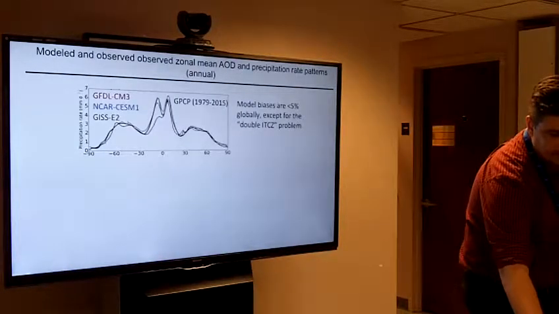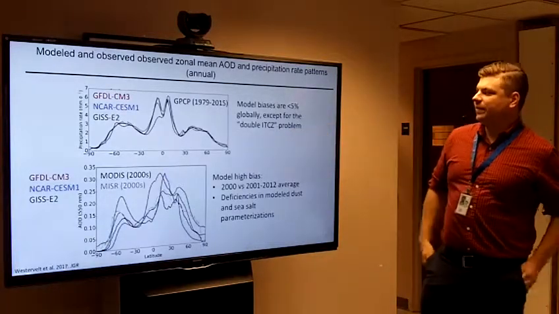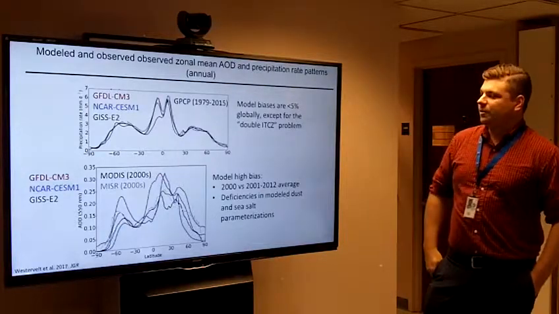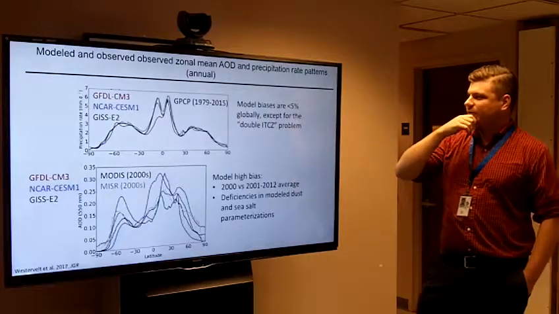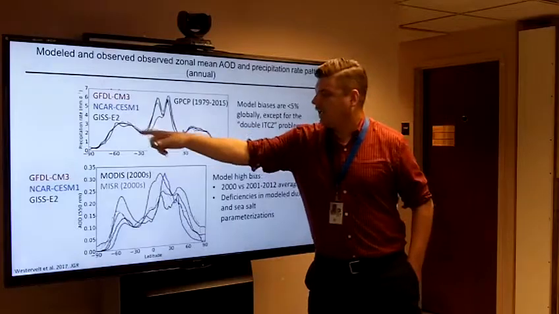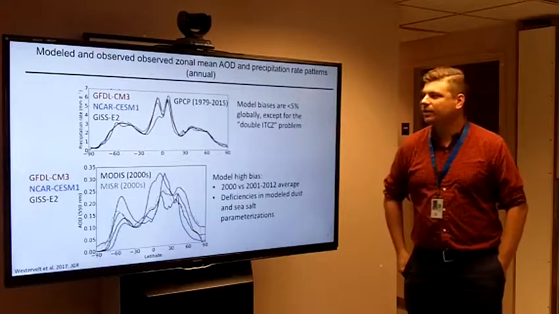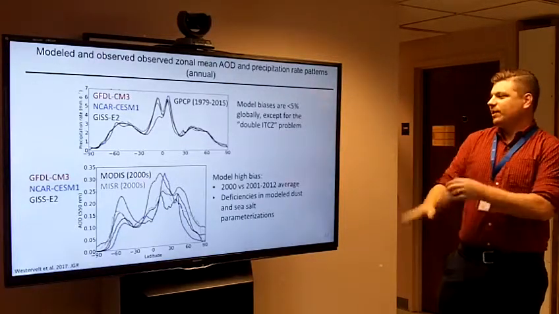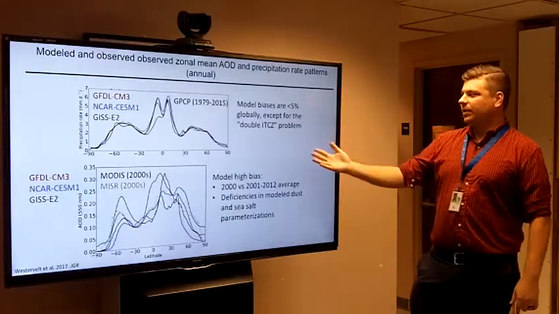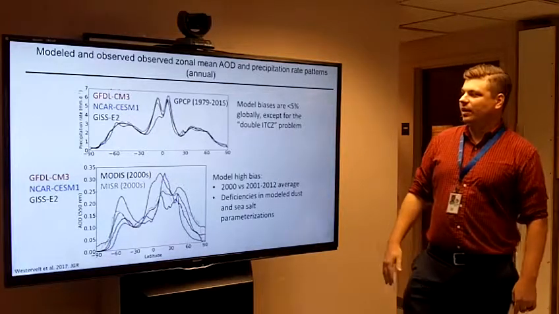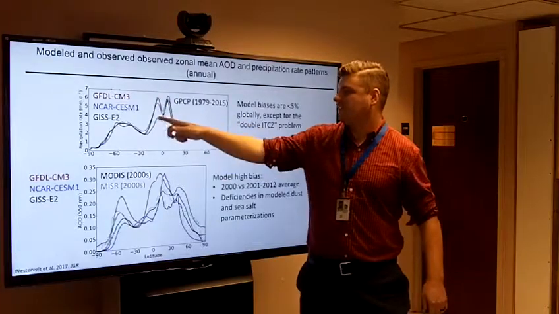Just a quick little bit of model evaluation, just because that's necessary. So I'm showing here on the top the precipitation rate, zonally plotted, so latitude on the x-axis, in the GPCP observational product in black, and the different models in the different colors there, GFDL red, NCAR blue, and GISS green. So you can see that except for the double ITCZ problem, which is well known for coupled climate models anyway, it does pretty well. Its model biases are less than 5%, with the big caveat being that there's this huge bias in the double ITCZ region. So there's a black line, here are the different models.